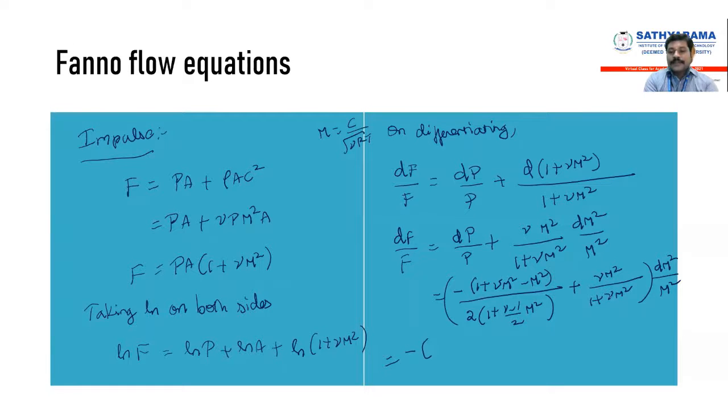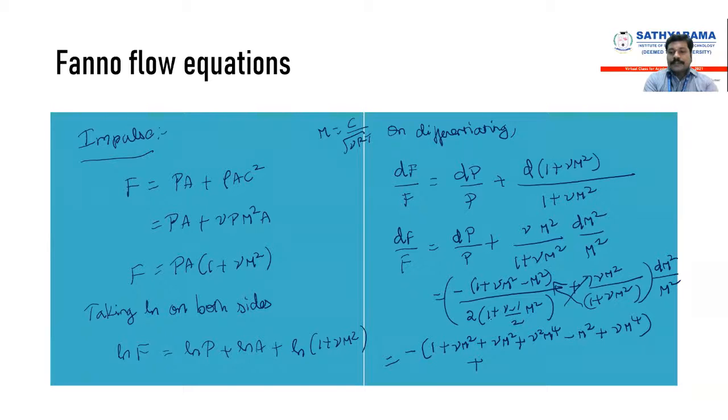So minus of, so here we have 1 plus gamma m square plus gamma m square plus gamma square m power 4, right? And then minus m square plus gamma m power 4, right? So we have completed this cross multiplication part, okay. We have to complete this now.